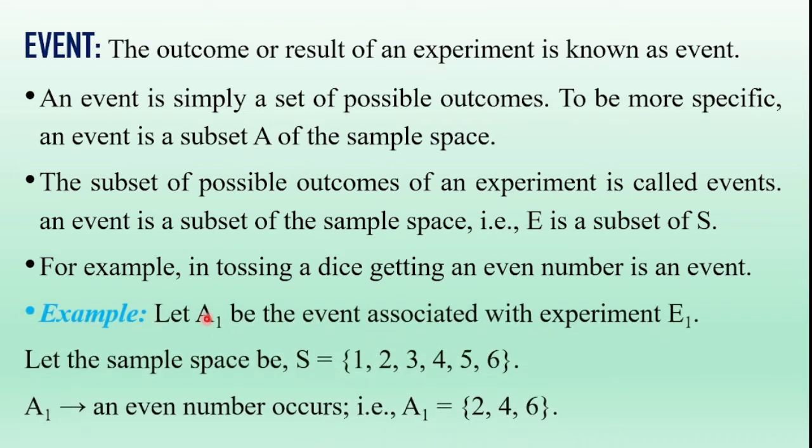Now here let A1 be the event associated with an experiment E1. What is the experiment? Rolling a die is the experiment. The outcomes of the experiment are S is equal to 1 to 6. Now A1 is getting an even number, and the even numbers among the outcomes are 2, 4, 6. So this is the sample space and this is the event. This event A1 is a subset of the sample space S. So that is the definition of the event and an example of the event.